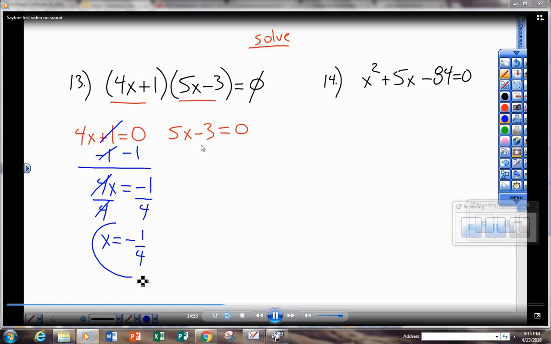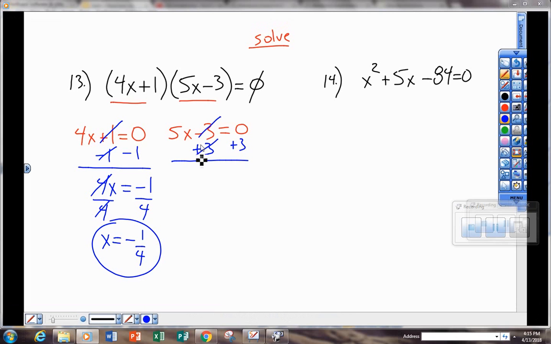Over here, if I add 3 to both sides and then divide by 5, I get 3/5. So add 3 and I get 5x equals 3. Divide by 5 and that gives me x equals 3/5. Those are my two answers.